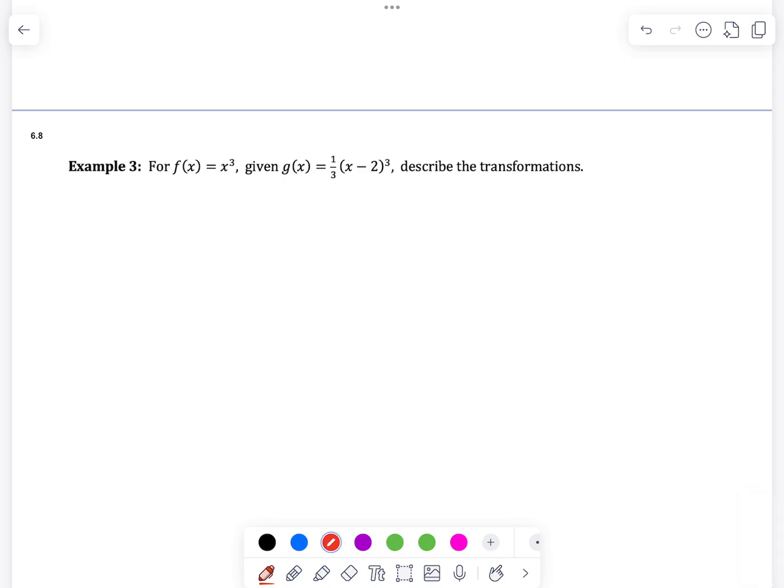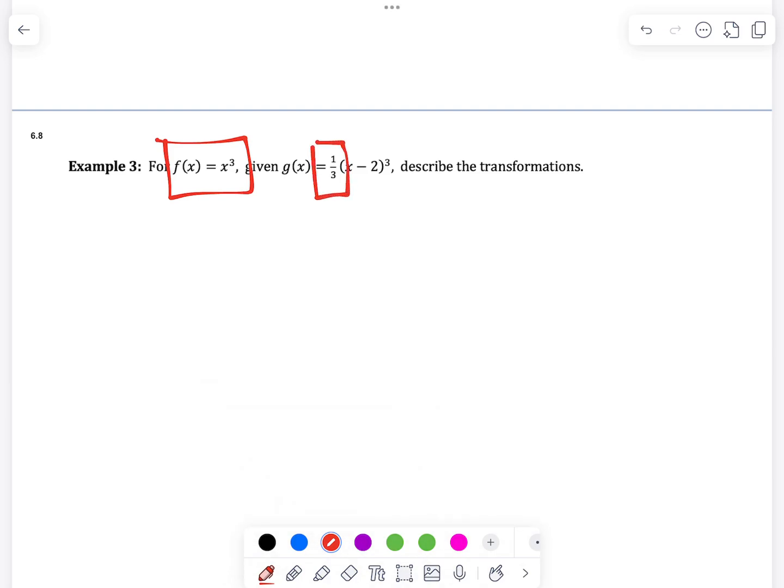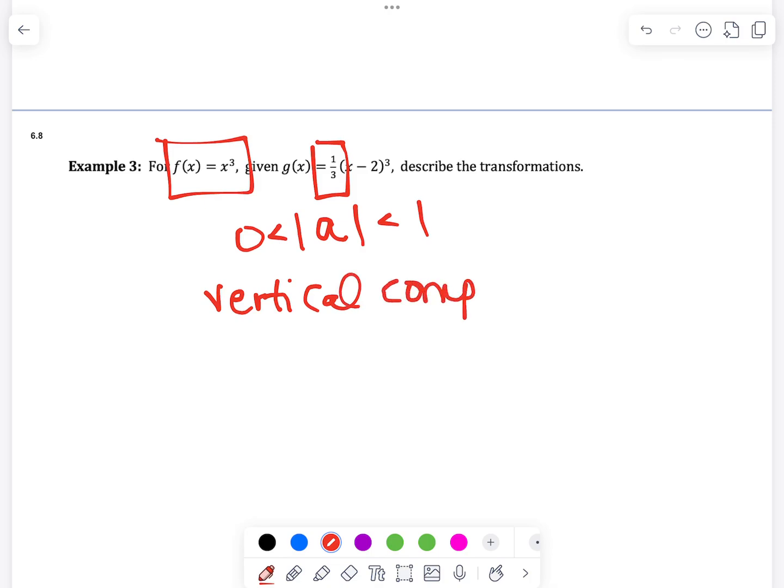All right, another cubic function. First thing that happens is we have a multiplier of 1/3. That's our a. Our a is a fraction. So what happens is going to be a vertical compression by 1/3.